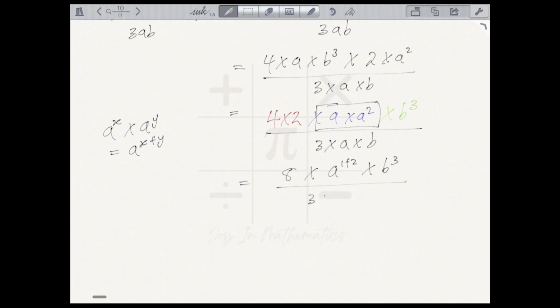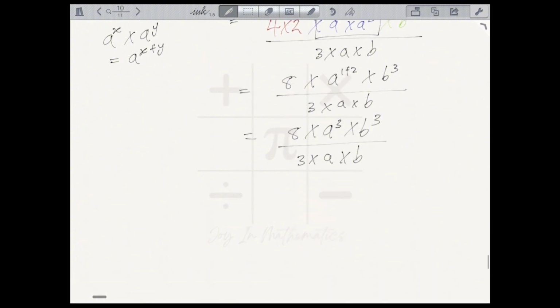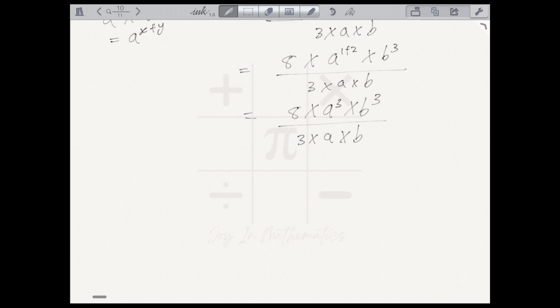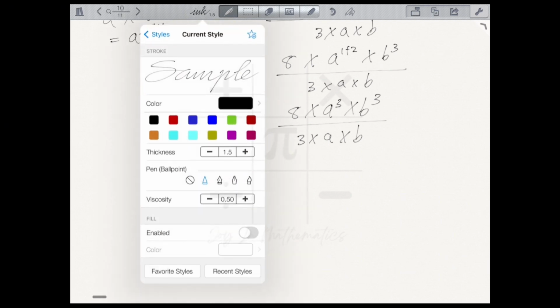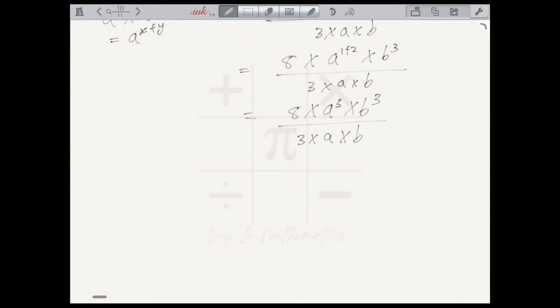3. Remember that our denominator is still present. So this will give us 8 multiplied by a raised to power 3 multiplied by b raised to power 3 divided by 3 times a times b. Now we are still on the question, but this time around it has been reduced to a question similar to the previous one, where we have 8 divided by 3, a raised to power 3 divided by a, b raised to power 3 divided by b.